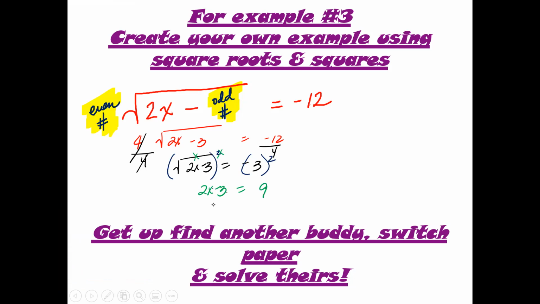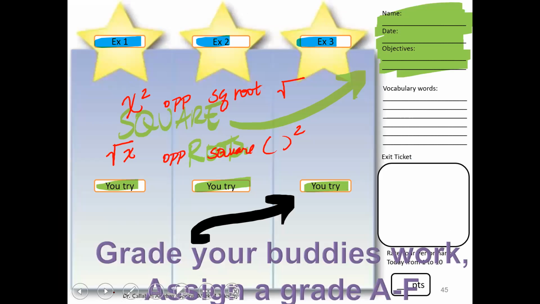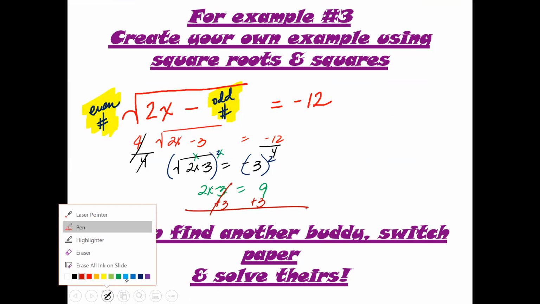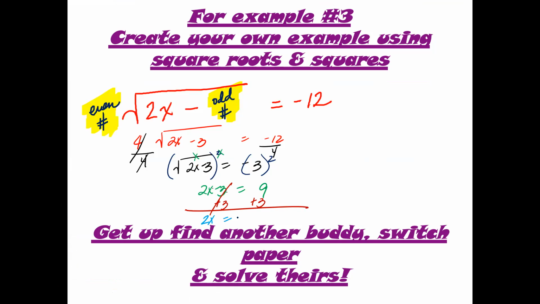How to get rid of a minus 3? You want to add it. So let's add the 3 on both sides. That part cancels. 2x is equal to 12. So lastly, divide by 2, x equals 6. And that is your answer.